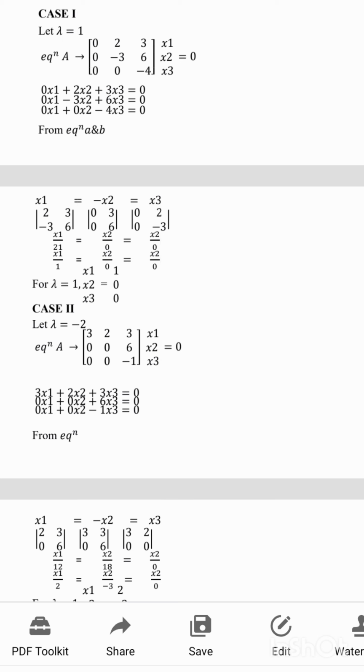Case 2: let λ = -2. The equation becomes rows 3 0 0, 2 0 0, 3 6 -1, times (x1, x2, x3) equals 0. Then 3x1 + 2x2 + 3x3 = 0, 0x1 + 0x2 + 6x3 = 0, and 0x1 + 0x2 - 1x3 = 0. From the equations, x1 = -x2 = x3.